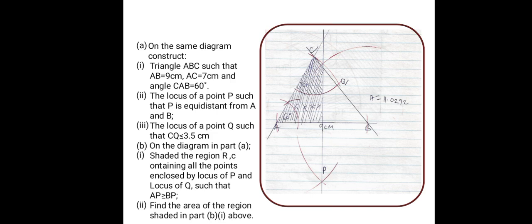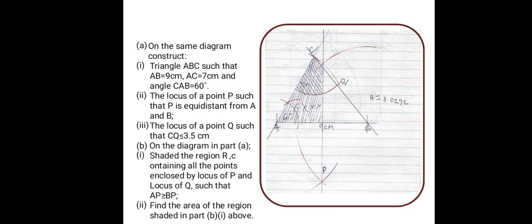A. On the same diagram, construct 1. Triangle ABC such that AB is equal to 9 cm, AC is equal to 7 cm, and angle CAB is equal to 60 degrees. 2. The locus of point P such that P is equidistant from A and B. 3. The locus of a point Q such that CQ is less than or equal to 3.5 cm.